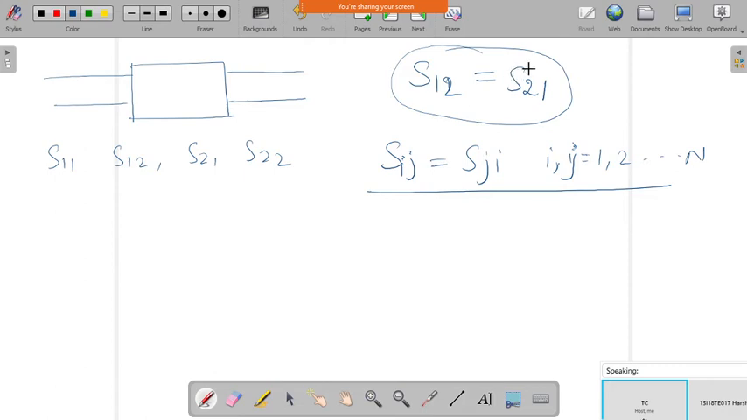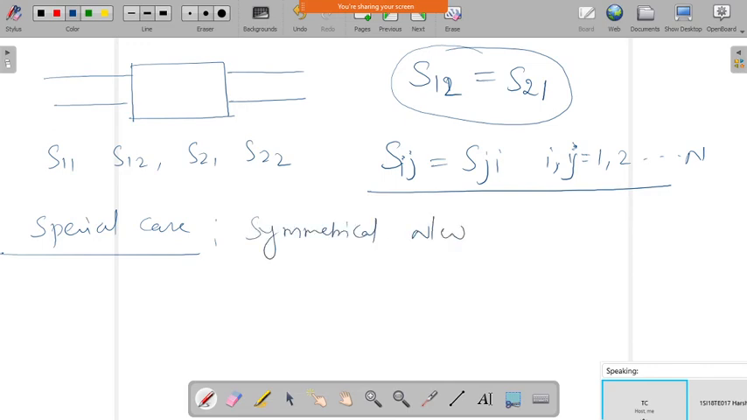Now, the special case of this reciprocal network we can call the symmetrical network. So what happens for this symmetrical network? Along with S21 and S12, which are equal, S11 and S22 will also be equal. That is, S11 equals S22.